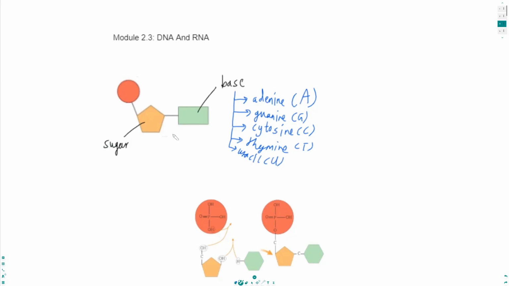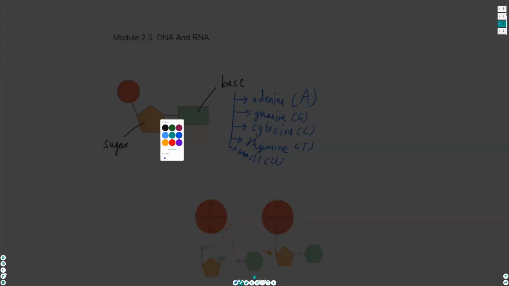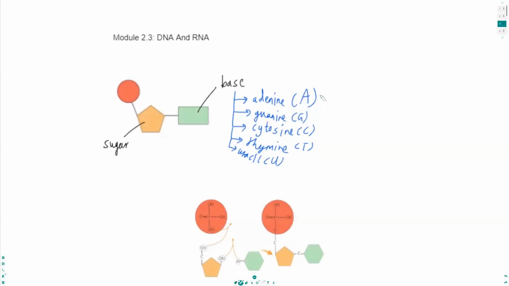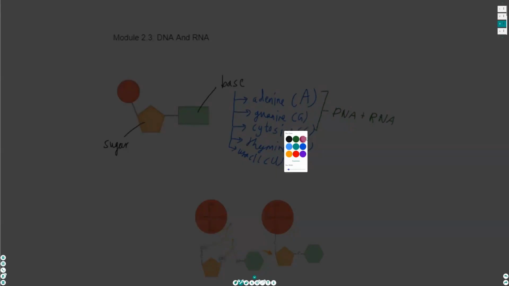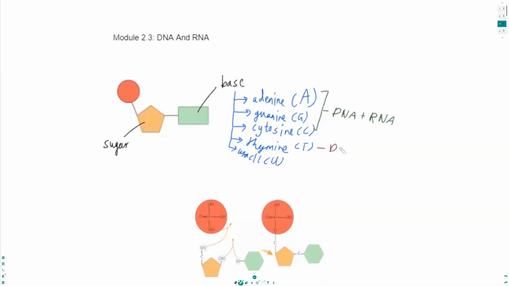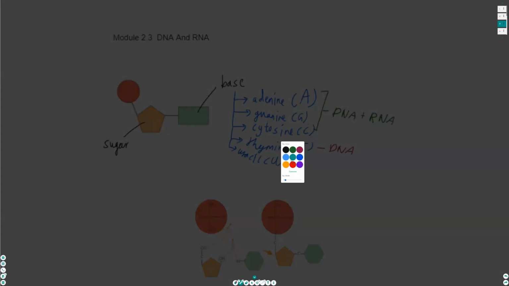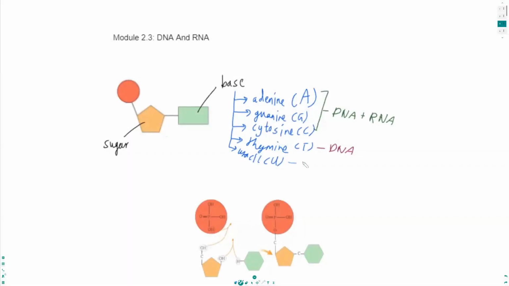Now, adenine, guanine, and cytosine, you'll find them in both DNA and RNA. Thymine, you'll find only in DNA, whereas uracil, you'll find only in RNA.